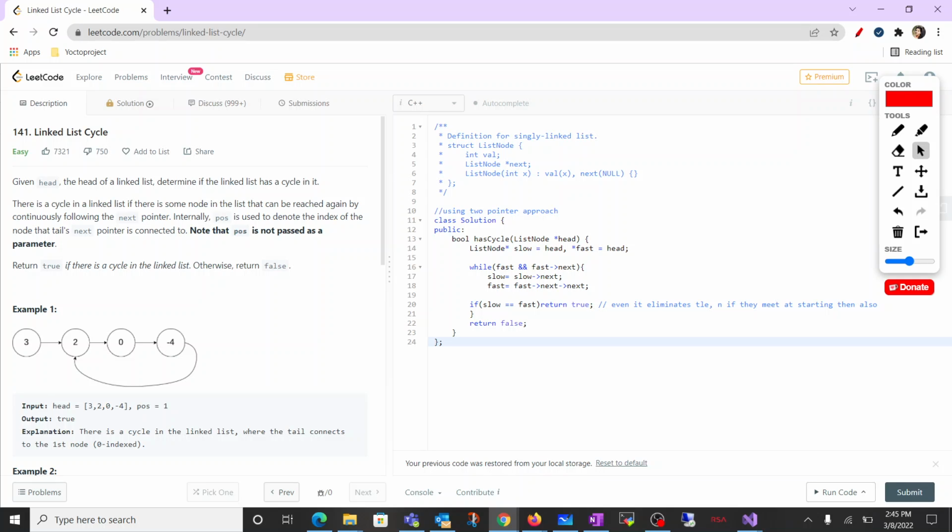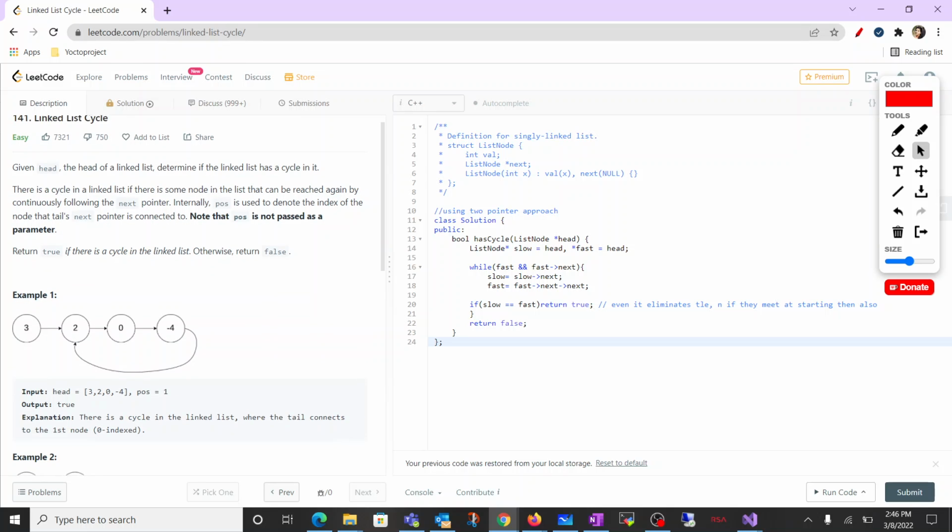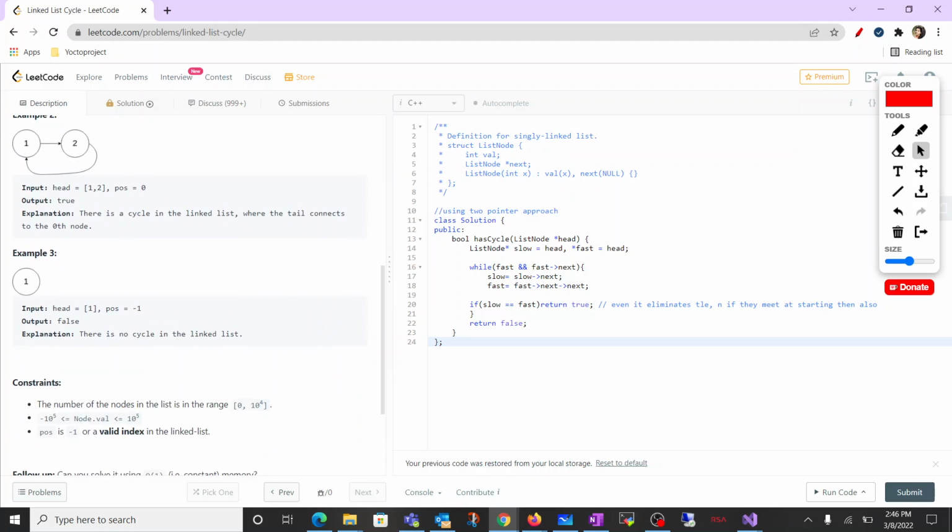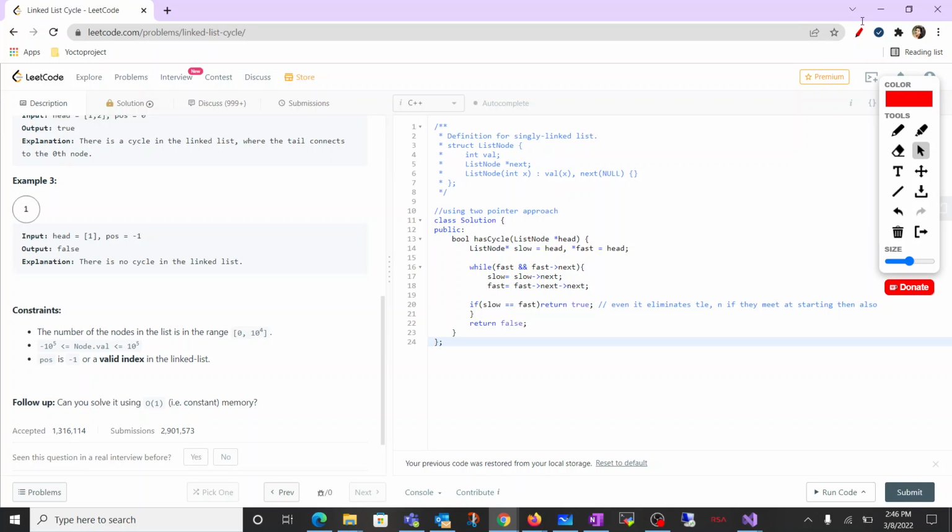Here the thing is that we need to detect the cycle in this particular linked list, and we need to return true if there is a cycle in the linked list, and if there is not a cycle, then we need to return false. So now comes the part of how we would be required to do it, but before doing it, let's take a look at the constraints.